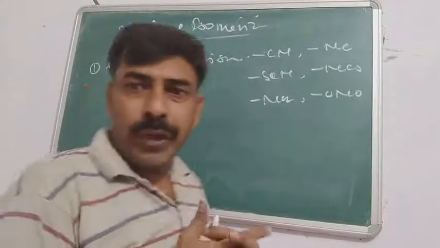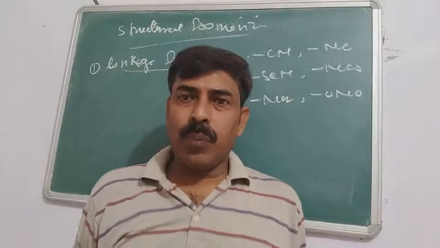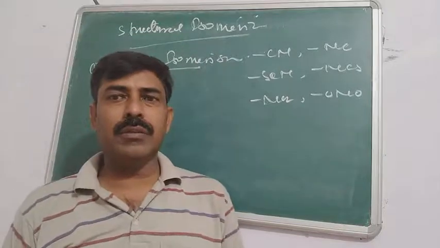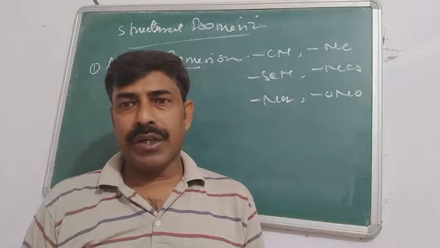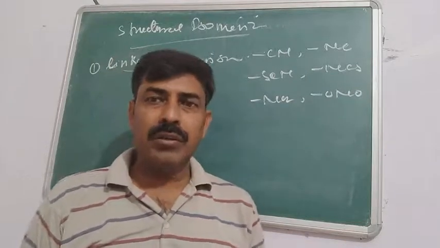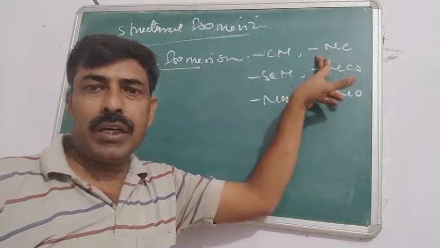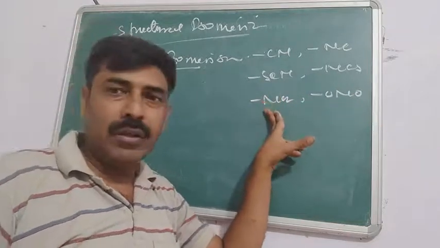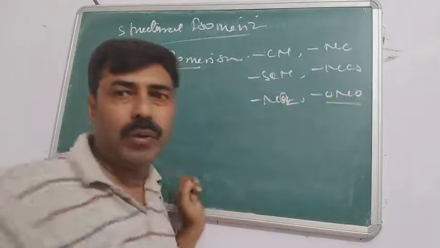Now we are going to study about the structural isomerism. Then the first isomerism is the linkage isomerism. Which of the compounds show the linkage isomerism? It is the compound containing the ambidentate ligands. And what are the ambidentate ligands in your syllabus? It is the cyanide having ambident isocyanide, thiocyanide having ambident isothiocyanide, nitrito, that is the NO2 having ambident ligand ONO.